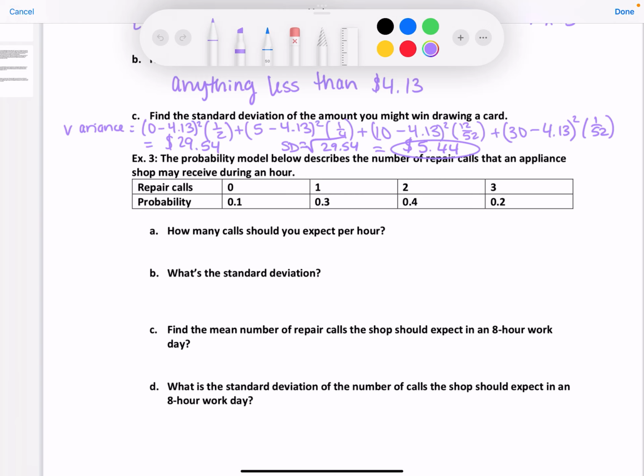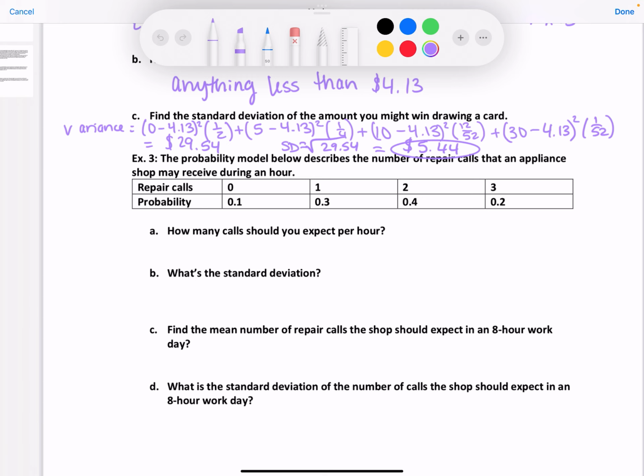Okay, so the probability model below describes the number of repair calls that an appliance shop may receive during an hour. So then it has a little table there. How many calls should you expect per hour?